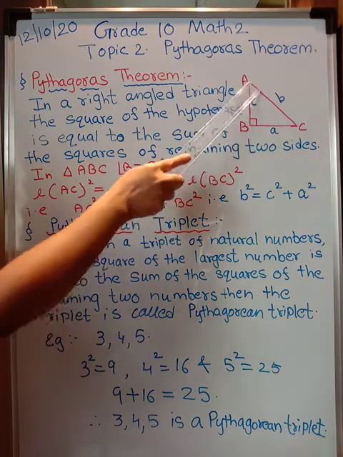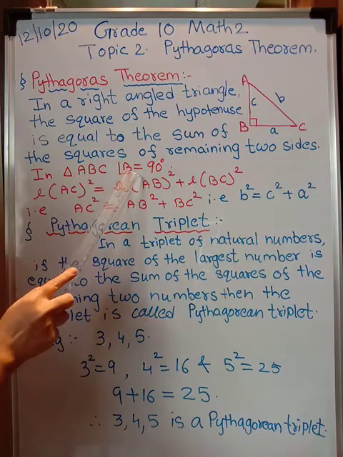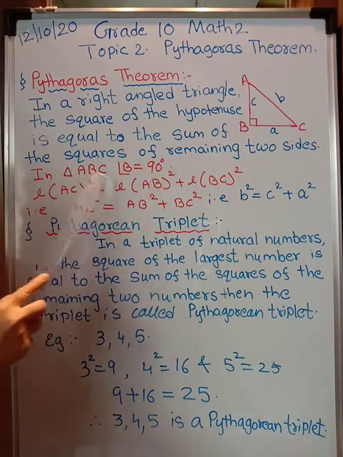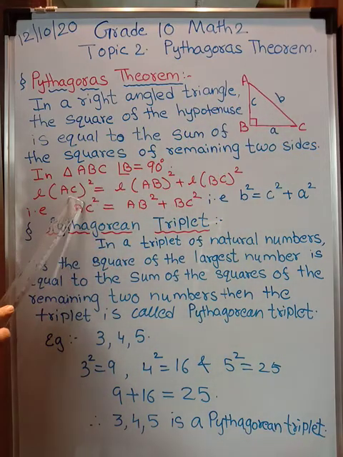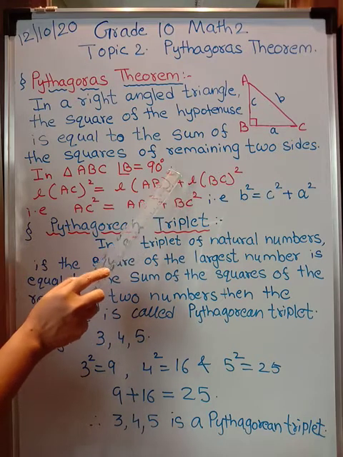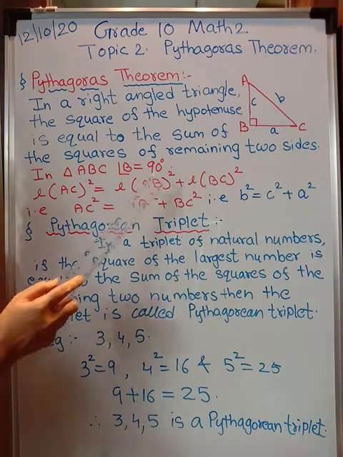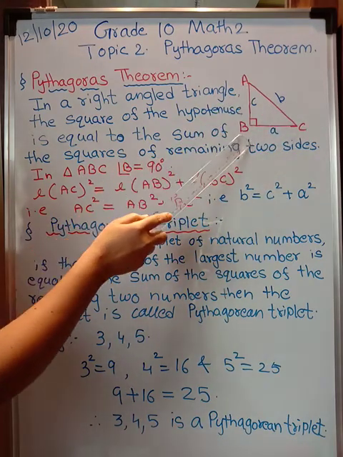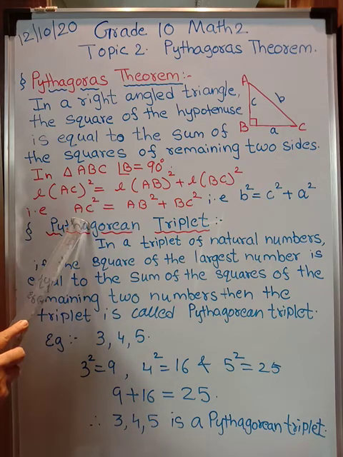Which are the remaining two sides? AB and BC. So in short, in triangle ABC, where angle B is 90 degrees, which indicates it is a right angle triangle, we have the square of the hypotenuse is equal to the sum of the squares of the remaining two sides. Sum means addition. Okay, so AC square is AB square plus BC square. Alright. So this is the length, which we can write in this way also. AC square is AB square plus BC square.